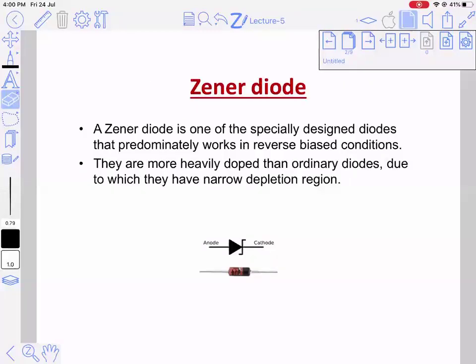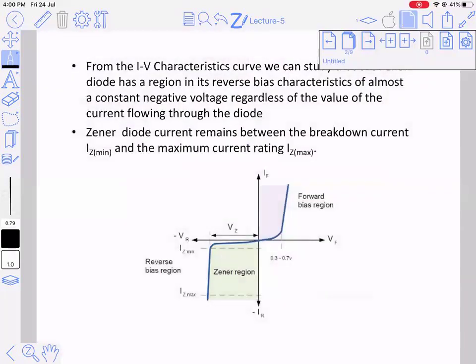So we have spoken about the Zener diode. As we know, the characteristic of a Zener diode resembles that of a normal diode, right? But the thing is, a Zener diode is heavily doped compared to the ordinary diode. And this is the symbol of the Zener diode. This is the VI characteristic that we have seen, and we understood a few parameters.